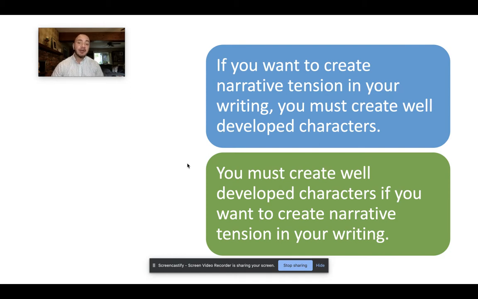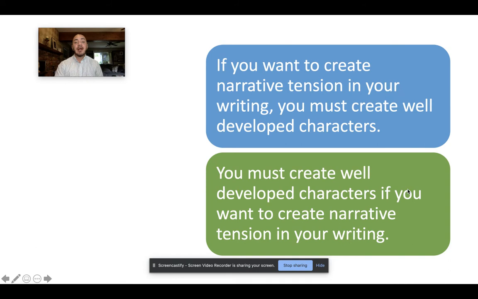If you want to create narrative tension in your writing, comma, you must create well-developed characters. So this first part of the sentence is what's called our dependent clause, and the second part of the sentence is what's called our independent clause. Think about independent clause, independent woman, right? The sentence can stand on its own. It's strong. It doesn't need anybody. So you must create well-developed characters. That's really just a simple sentence, but we can tack it on or combine it with a dependent clause so long as there is a subordinating conjunction.